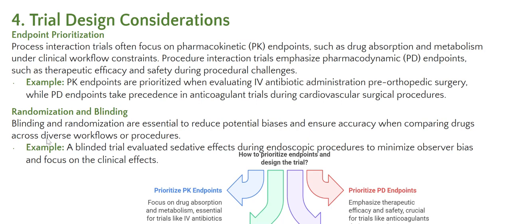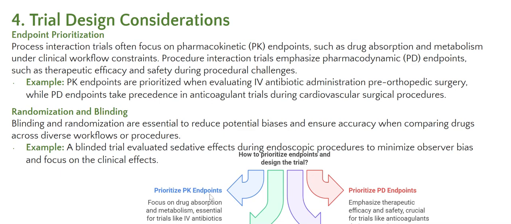Randomization and blinding. Randomization is essential to reduce potential biases and ensure accuracy when comparing drugs across diverse workflows or procedures. Example: a blinded trial evaluated sedative effects during endoscopic procedures to minimize observer bias and focus on the clinical effects. Here's a diagram summarizing how to prioritize endpoints and design the trial.